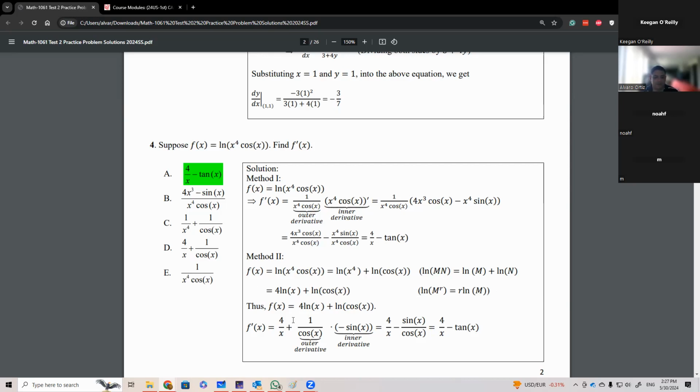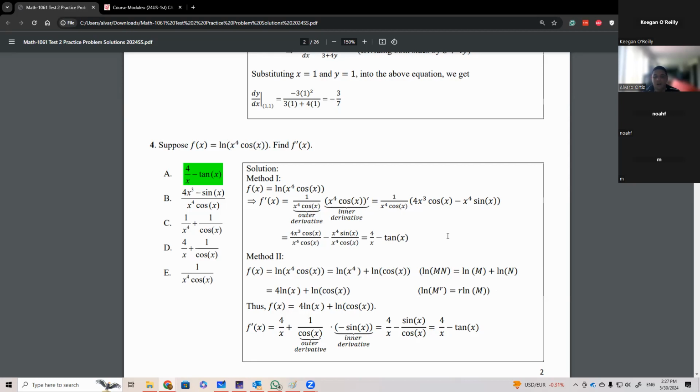Now, notice that with this simplification, I just do 4 over x for f prime. And this will be 1 over cosine times the derivative of cosine, which will be minus sine. And there's where we got this 4 over x minus sine over cosine, or 4 over x minus tangent. So essentially, you see that you're going to get to the same point.